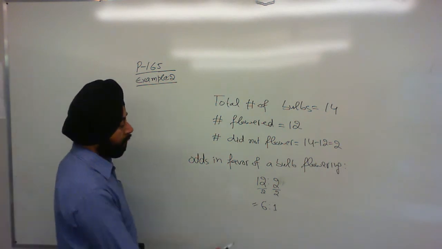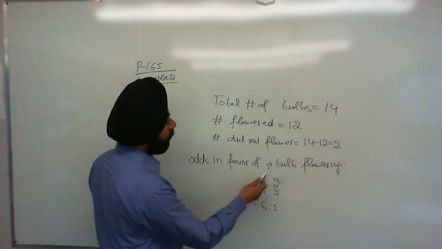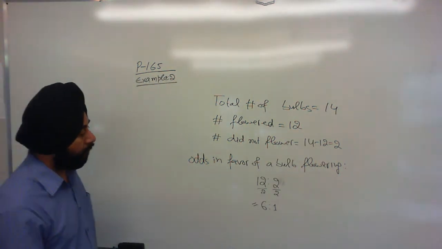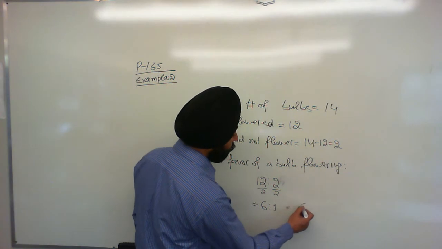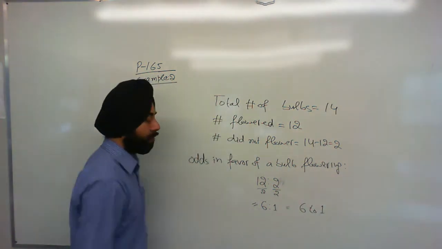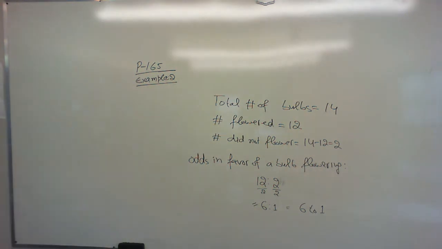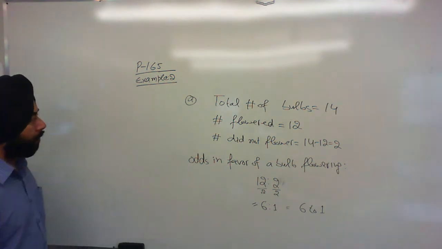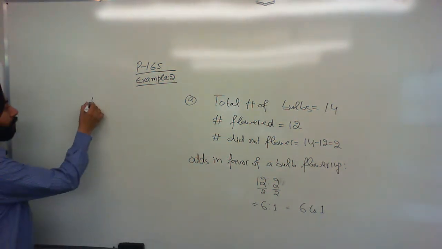Right? If you add this 12 plus 2, that should give you the total number of events, 14. And you can write this number as 6 to 1 also. There are 2 different ways to write your answer: 6 colon 1 or 6 to 1. This was part A. Now part B of the same question.